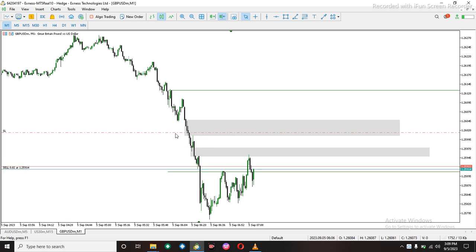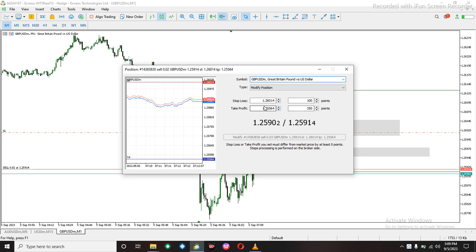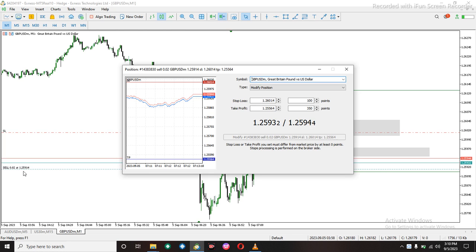Let me click on it. So this is it. Stop loss 1.26014. Okay, let's see, where's that entry? I'm looking for the entry. Okay, the entry is at 1.25914. So if we add 100 pips to 914, 100 points to 914, we are going to have 1.26014. You can see it here.